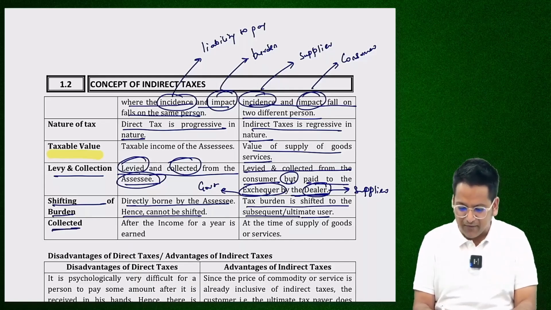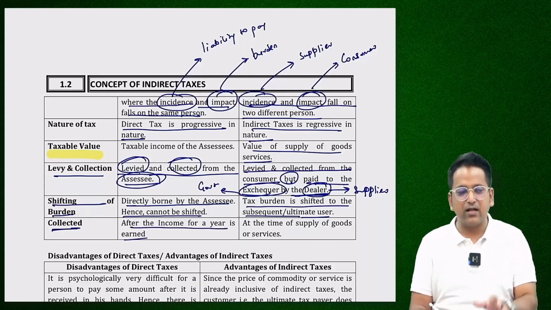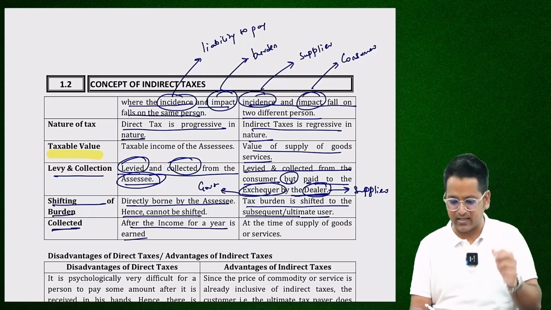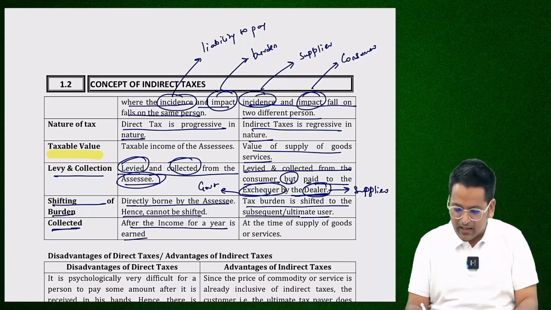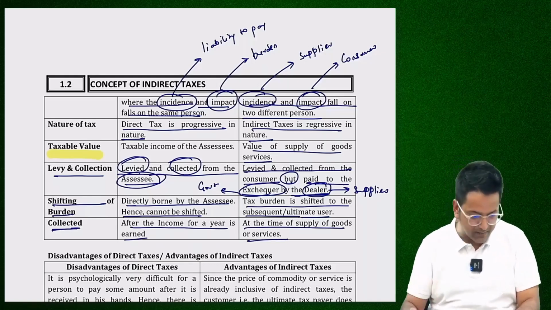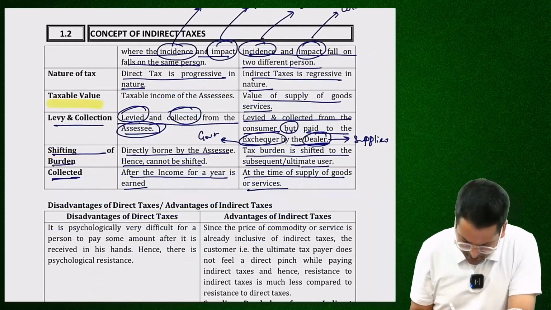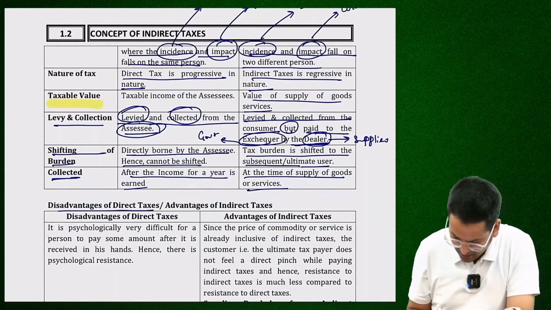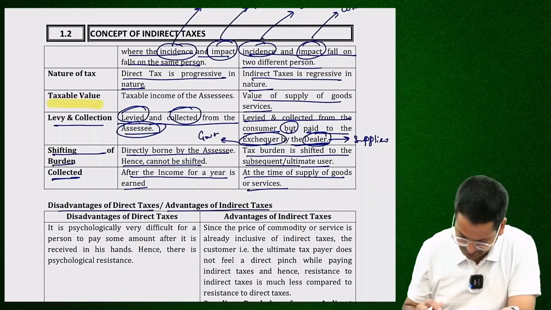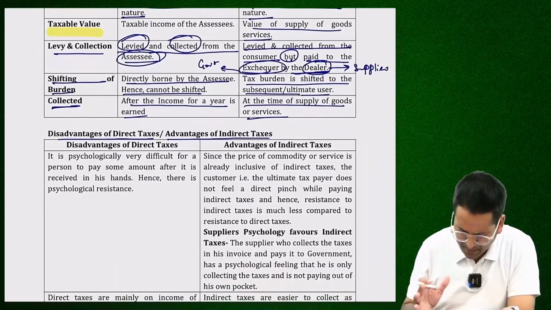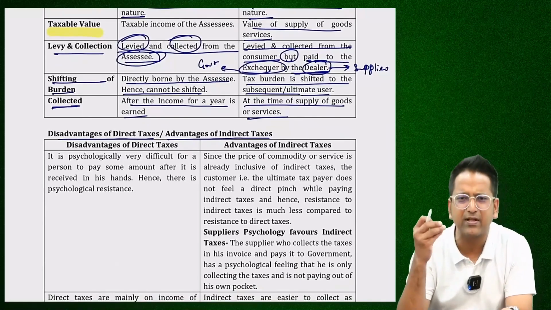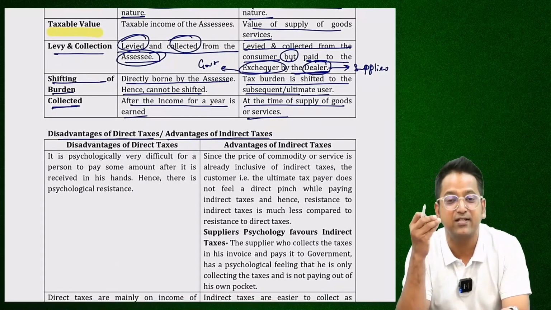When is it collected? After income for the year is earned. When the annual income is earned, then tax is collected on that. And indirect tax is collected at the time of supply of goods and services. Let's see further now. The disadvantages of direct taxes and the advantages of indirect taxes. Here, we will compare and explain in more detail why indirect taxes are seen as more favorable.